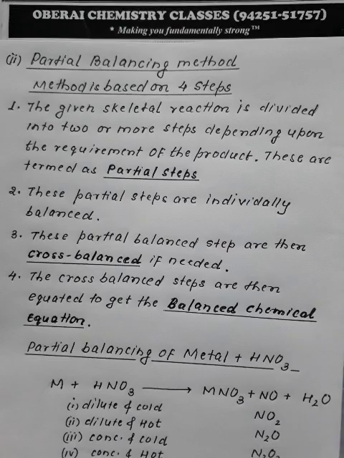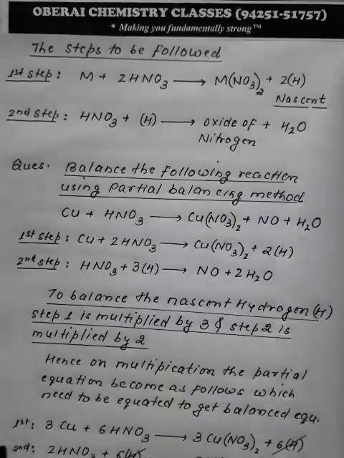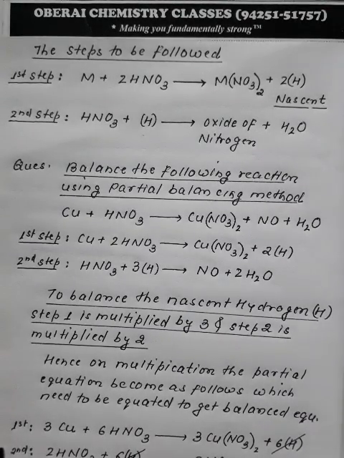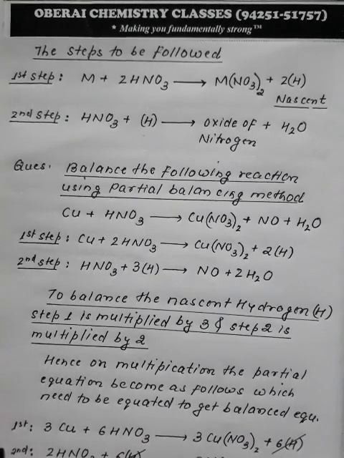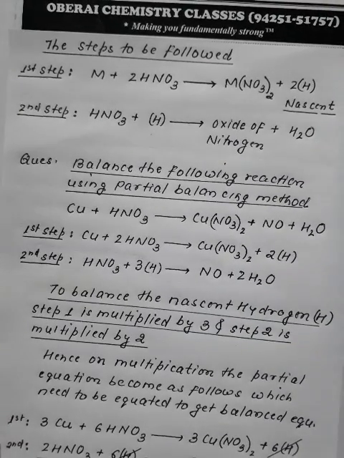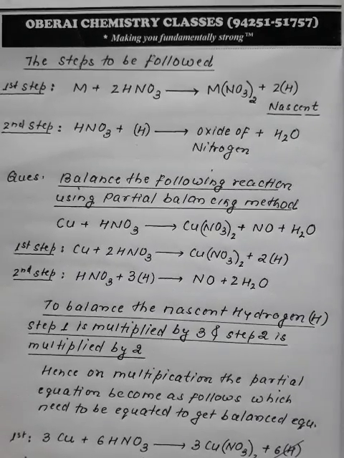So let us take a specific example to explain how the partial balancing method operates. Suppose a reaction is given to us, and this reaction is the reaction between copper and nitric acid. Now before I begin with the reaction between copper and nitric acid, let us first follow the steps that would be utilized in the partial balancing.